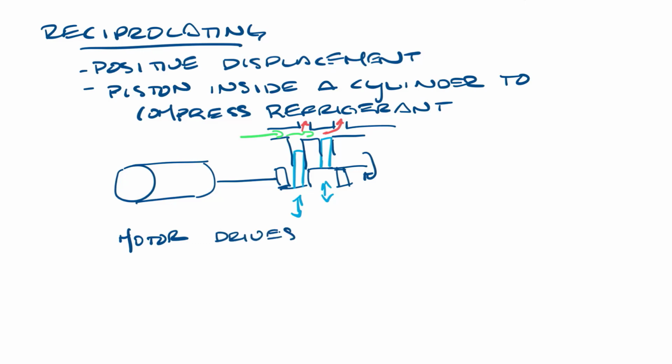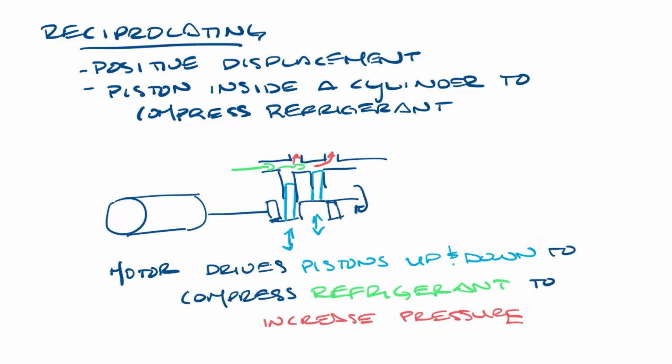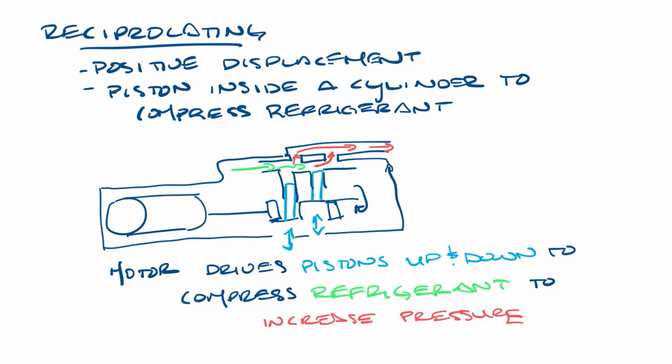So let's do this. The motor drives the pistons, the light blue in this drawing, up and down to compress the green refrigerant that's coming in into a higher pressure, which is the red refrigerant coming out. Let me grab this section and move it down so I can draw a little bit above it. Up here, you'll have the discharge side of the compressor, and then your high pressure refrigerant would leave through here, and everything inside this area here is the compressor itself.